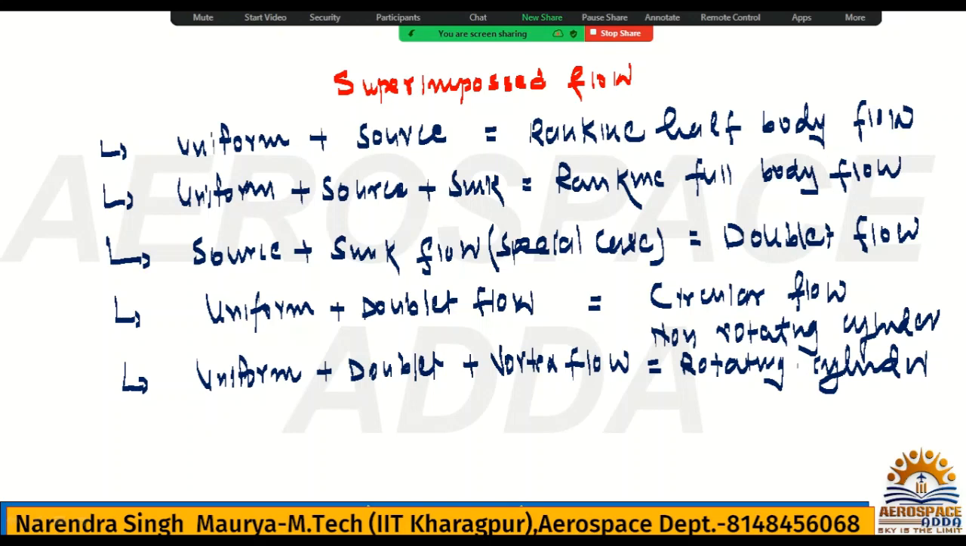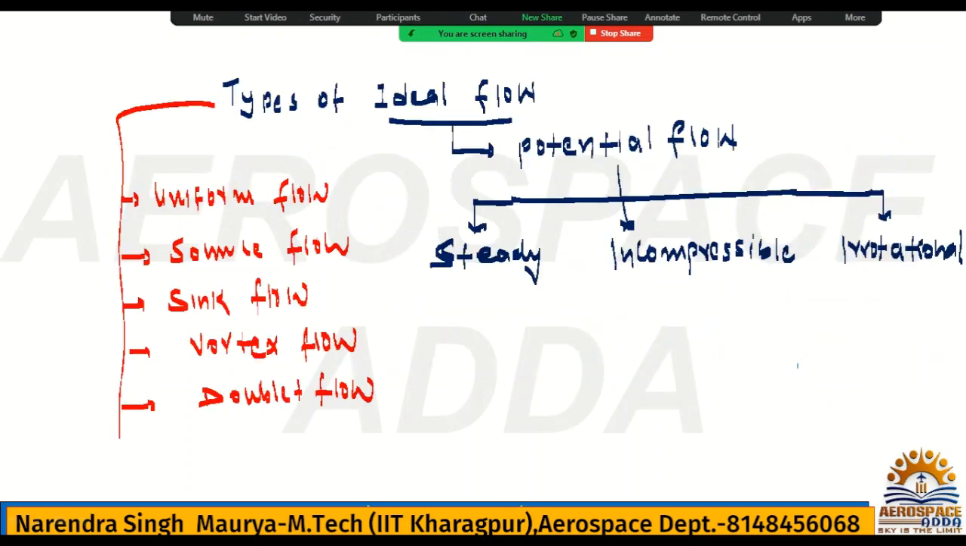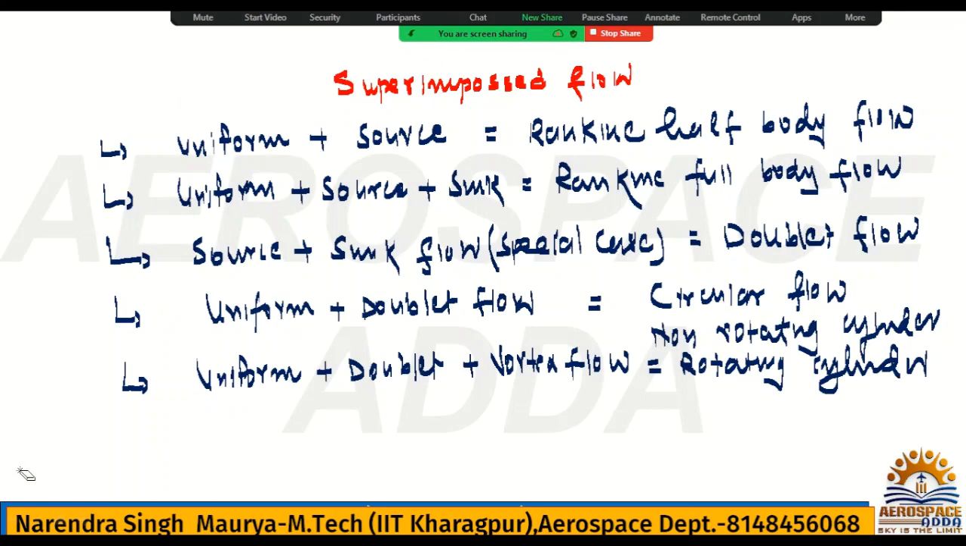This is very special, as I told you. This is called superimposed flow. So actually doublet is also a kind of superimposed flow. Okay, so better we'll remove it from here. All right, now basically we have uniform flow, source flow, sink flow and vortex flow. Okay, so doublet is also superimposed, so I have given it here only, so you can connect from this.